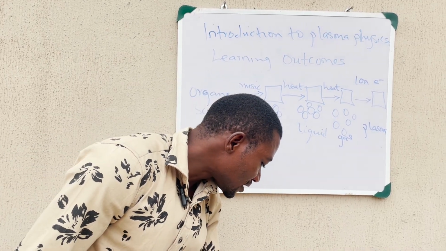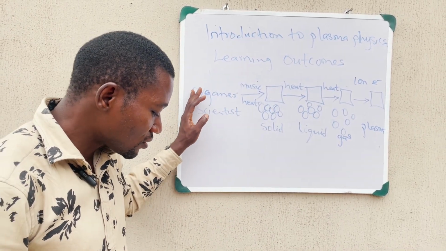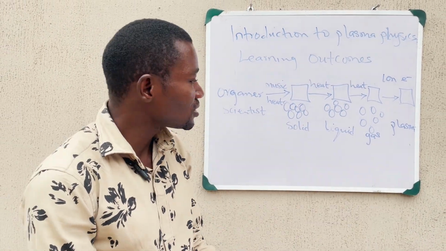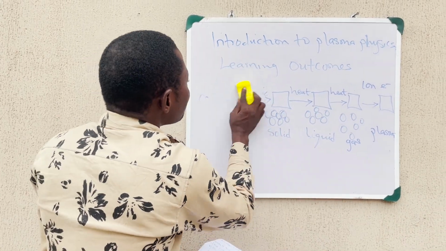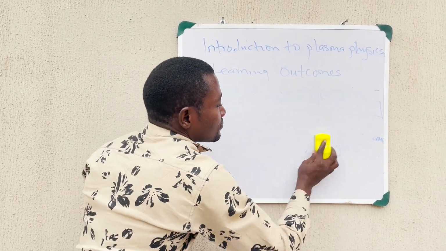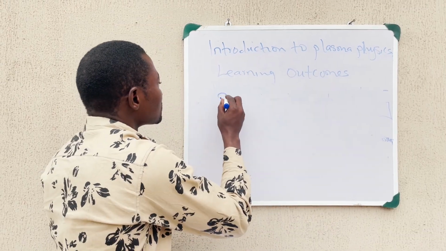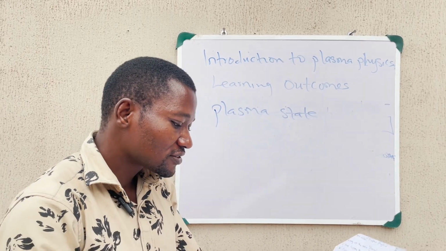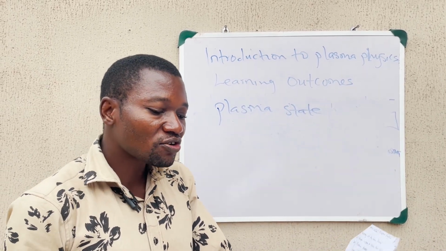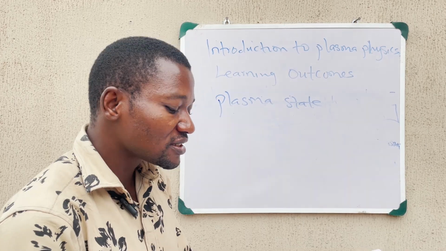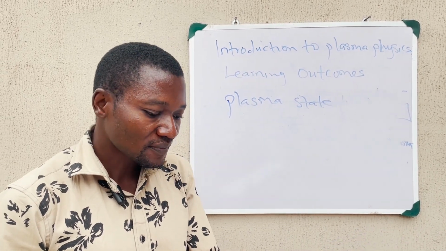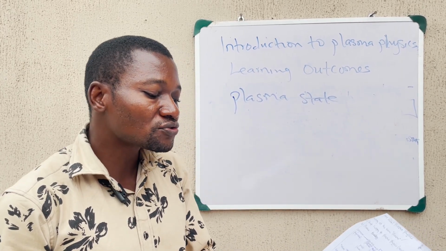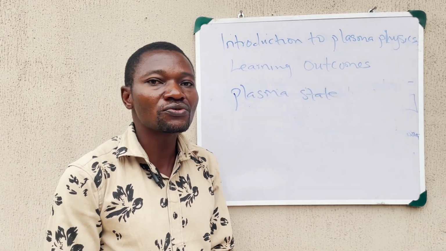Okay, we have looked at plasma and also the analogy. Let's look at the plasma state. What do we mean when we say plasma state? Plasma state is an electrically conducting medium, and the medium contains electrons and positively charged ions, and can also contain neutral atoms or molecules as well.